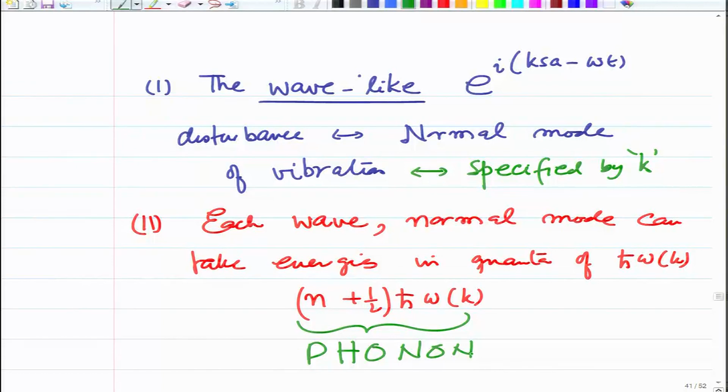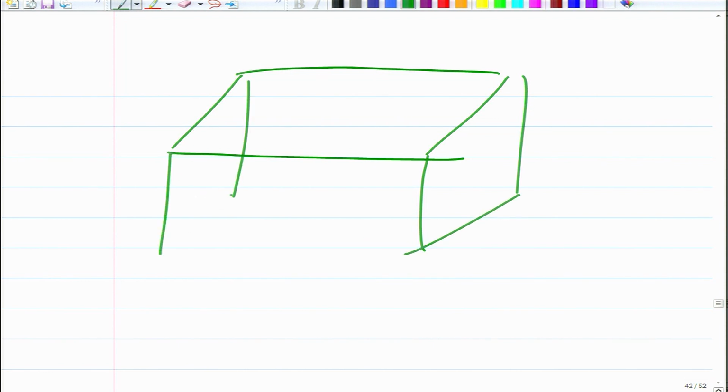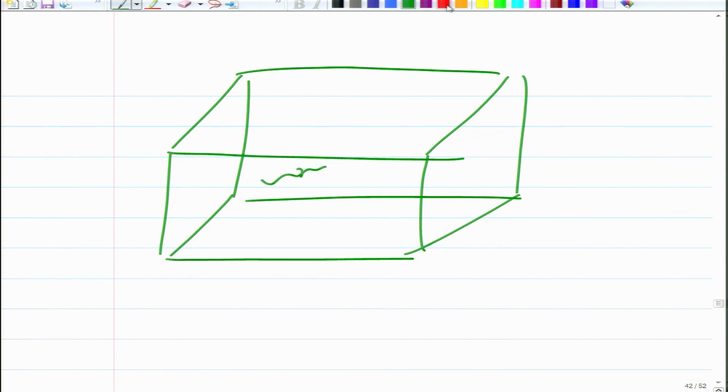So, I can think in terms of quantum mechanics as if this crystal which is vibrating is filled with phonons, like a cavity which is filled with light is filled with photons. So, I can think of this crystal as filled with phonons, phonons going in all directions where the planes can vibrate. This is like these waves.